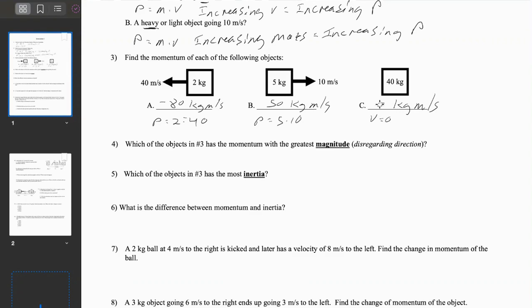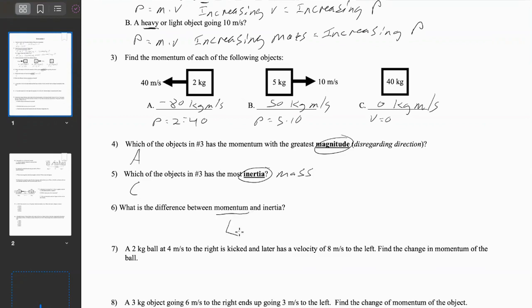Number 4, which of the objects in number 3 has a momentum with the greatest magnitude? Magnitude is looking at the number only, not the direction. So A is 80 when we look at magnitude only. Which of the objects in number 3 has the most inertia? Inertia is simply mass. So which one has the largest mass? It is C with 40 kilograms.